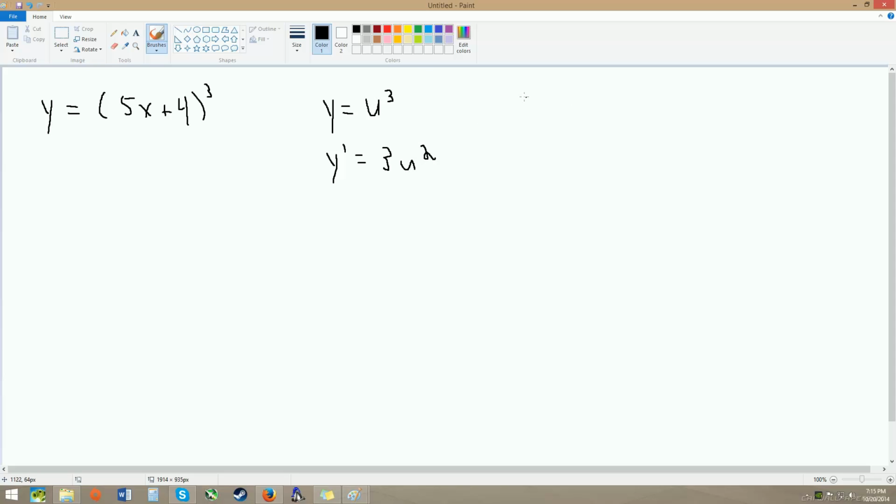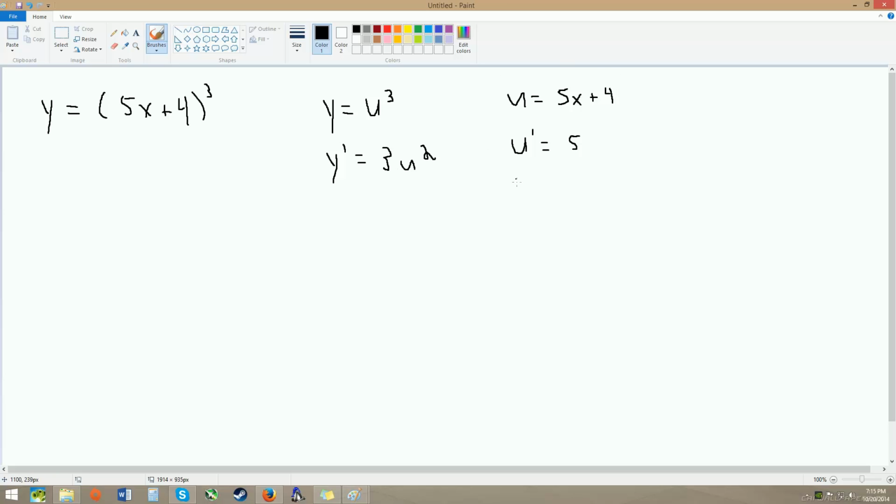So now let's figure out what u is. u is equal to, well, it's this quantity, right? 5x plus 4, because that's what y is equal to, cubed. So u represents all of this, 5x plus 4. So now what's the derivative of this? Well, as you know, the derivative of 5x is just 5, and the derivative of any constant, which in this case is 4, is equal to 0.